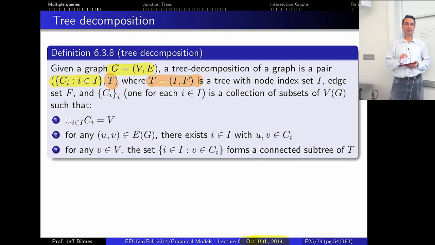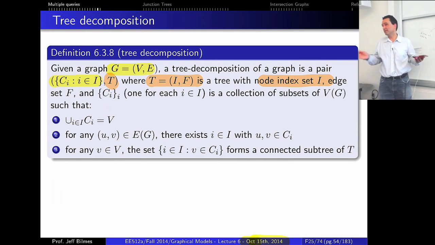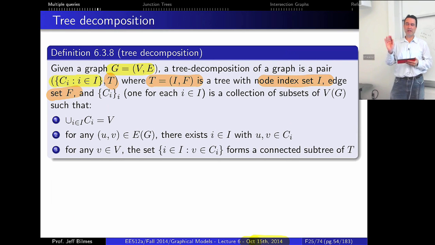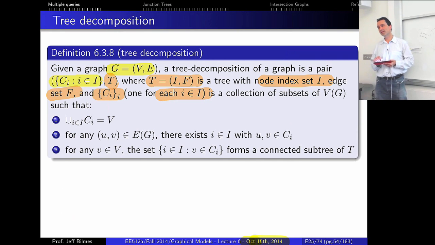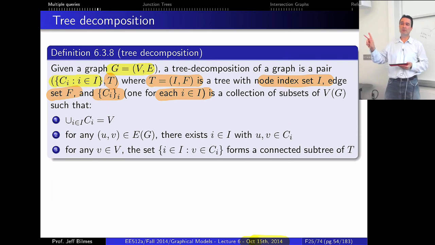So we have a set of subsets of the vertices, which is the yellow thing, and then T, which is a graph. And the graph basically consists of a node index set I, which is completely different from the node index set of the original graph. This is just some other tree. And an edge set F. This isn't meant to be F as in fill-in. These are just some other edges. And then we have this cluster set where each cluster of original graph nodes corresponds to one node in this tree. And so it's a collection of subsets.